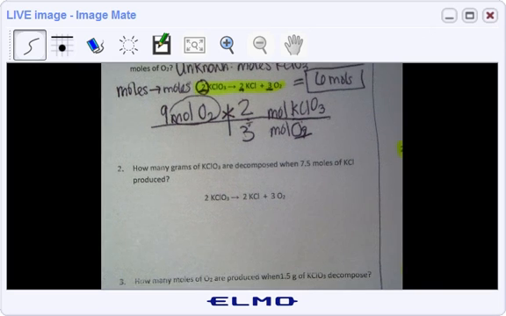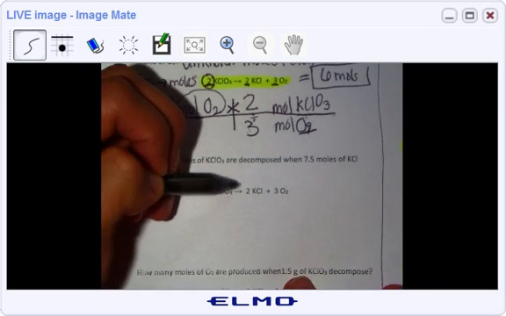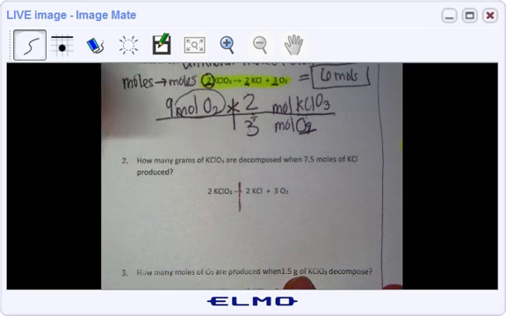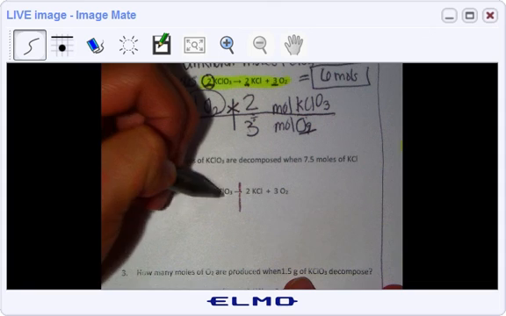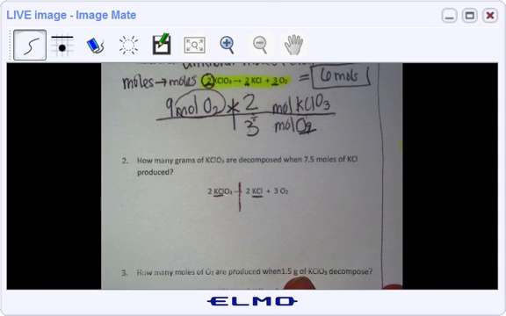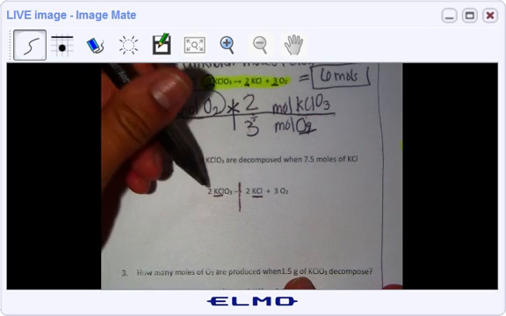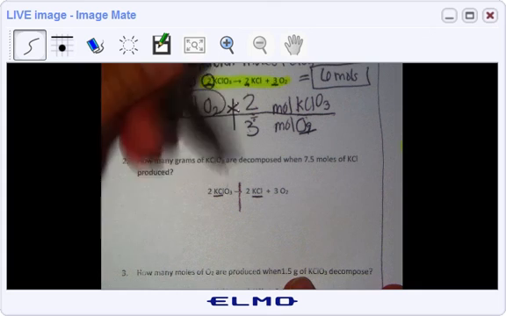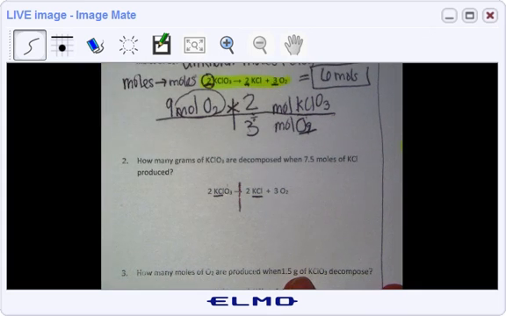Number 2, before I continue, I'm just going to double check the equation is balanced. When we balance, we just put how many of each. I'm going to keep KClO3 together because KClO3 is together on the product side as well. So I have 2 KCl, 2 KCl. How many oxygens do I have on this side? 6. I have 6 oxygens, 6 oxygens. So it's already balanced. Let me read the problem to see what I'm given and what's unknown.